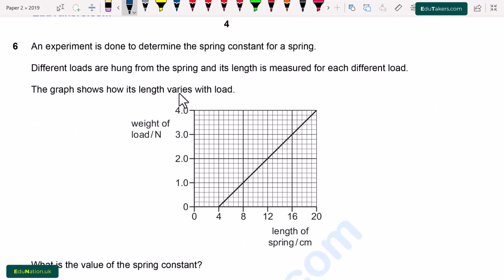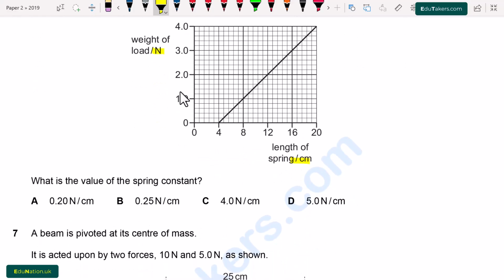Question number 6. An experiment is done to determine the spring constant for a spring. Different loads are hung from the spring and its length is measured for each load. The graph shows how its length varied with the load. Here is a graph of the weight and length of the spring. What is the value of the spring constant? Here we have to find out the value of spring constant.